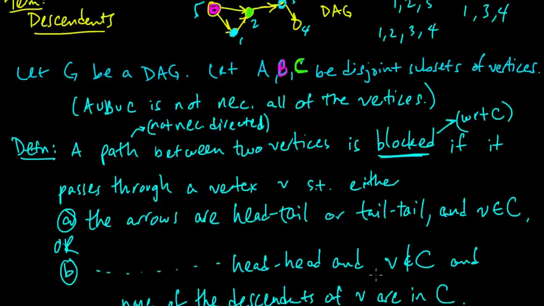Well, I guess we should check the other condition. For B to be satisfied, V would have to not be in C, but it is in C. So B is clearly not satisfied. That means neither A nor B is satisfied, and so the path 1, 2, 5 is not blocked. That was just a simple example, and we'll do some more detailed examples in the future.